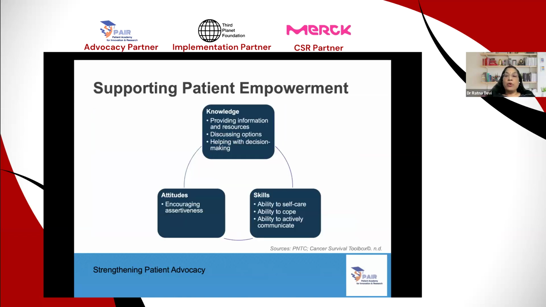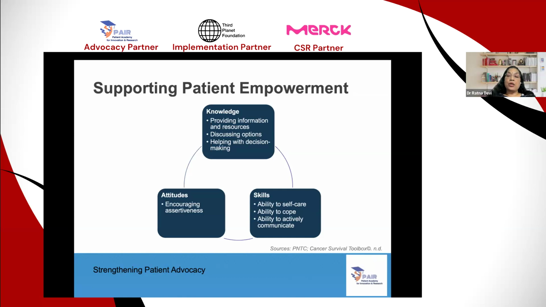How can one support patient empowerment? Through providing knowledge, providing information and resources. So this is when, once you become a patient advocate, if you wish to help others become empowered and start their journey of patient advocacy, what would you do? So you would provide information and resources that are useful.